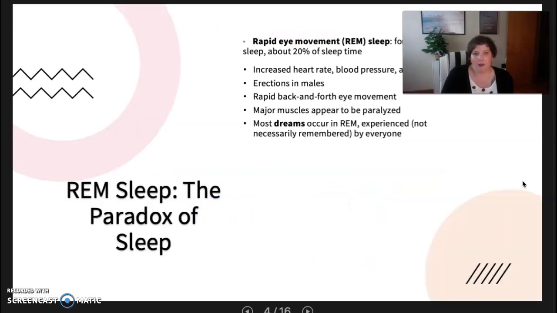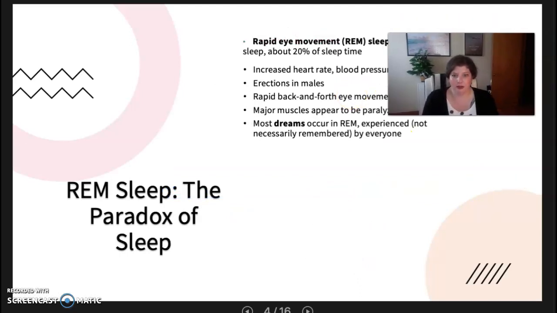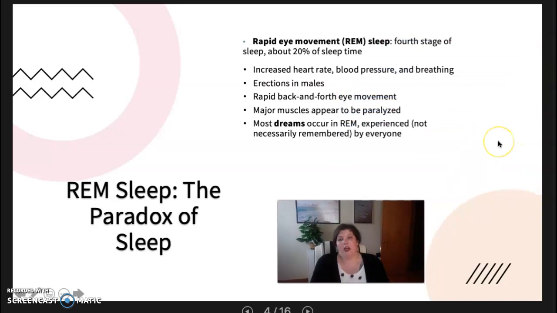And let me move this, see that better. So this is the 4th stage, but most people call it REM sleep instead of stage 4. And this takes up for adults about 20% of our sleeping time. And this is where most dreams happen. Everybody dreams, even if you don't remember what happened in your dreams, your brain was still working and producing those.